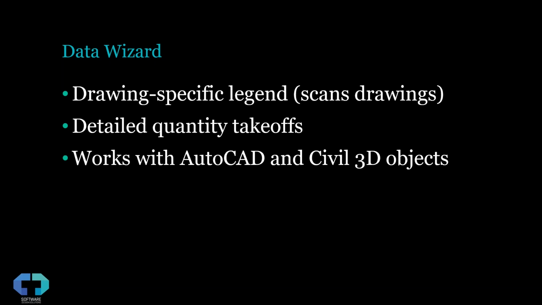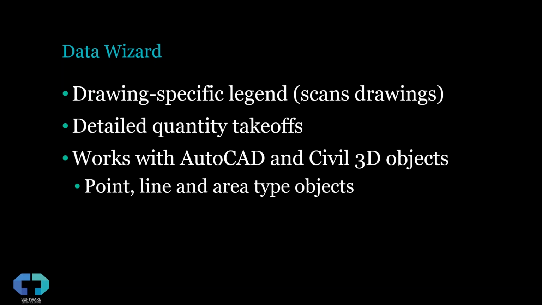I'll show you the list of all the objects we can scan for, but most of our sheets are made up of things that include Civil 3D objects, could be survey points, and AutoCAD objects like hatching or just a simple polyline. We need to be able to read data from that, even if it's just counting them or quantifying the areas or lengths and so forth. So it's all the point, line, and area type objects within Civil 3D that we can scan and generate legends and quantity takeoffs from. That's what Data Wizard does.